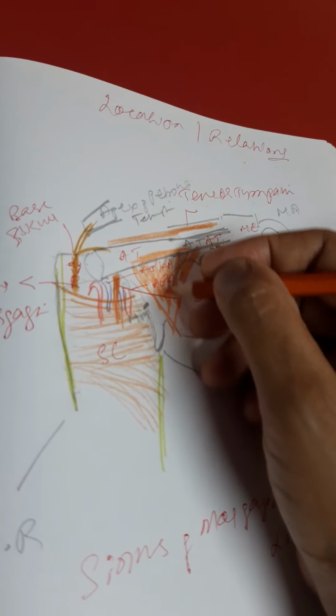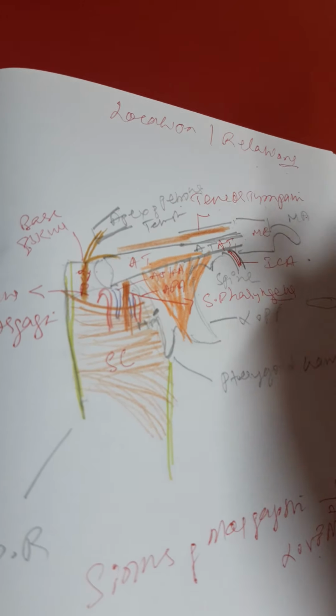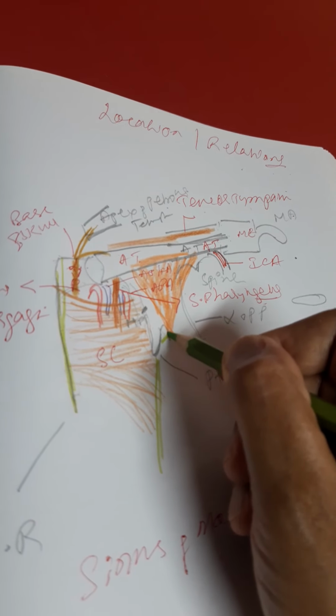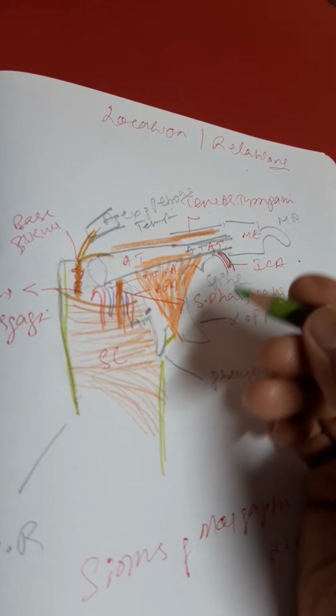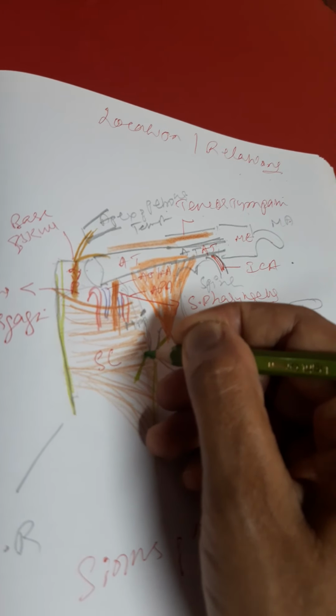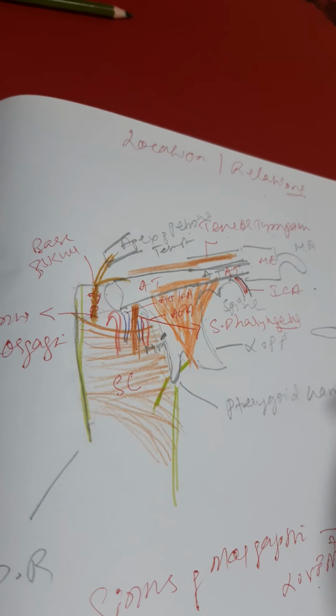So this triangular muscle formed a tendon. Then that tendon was winding round the pterygoid hamulus, and it came medially to form the palatine aponeurosis.